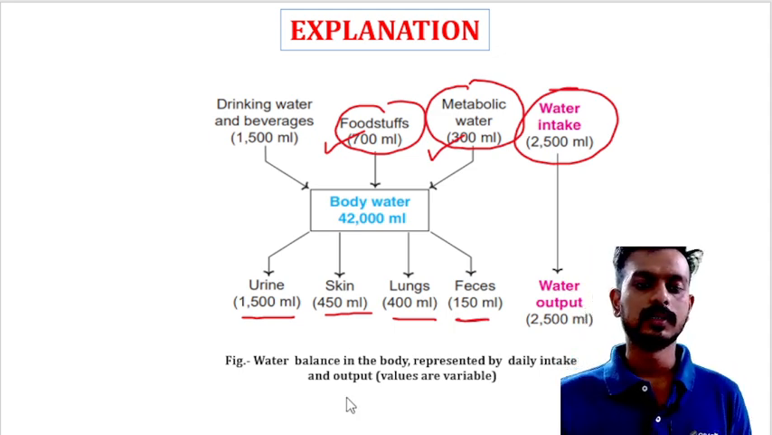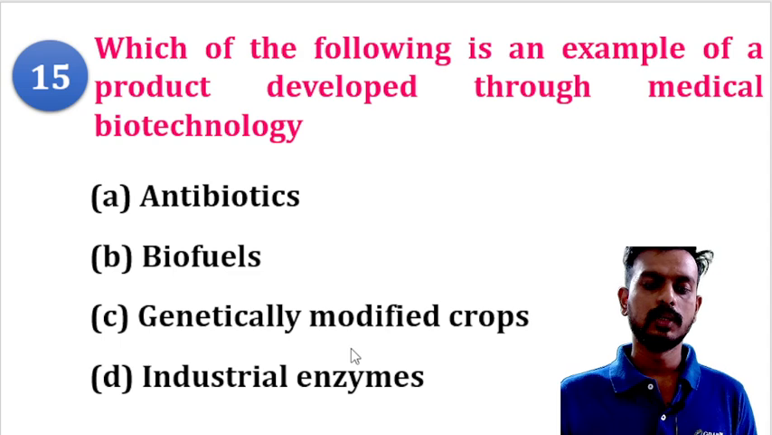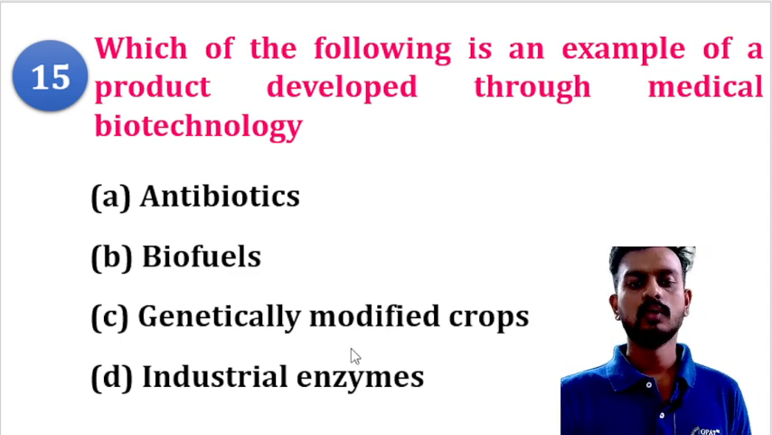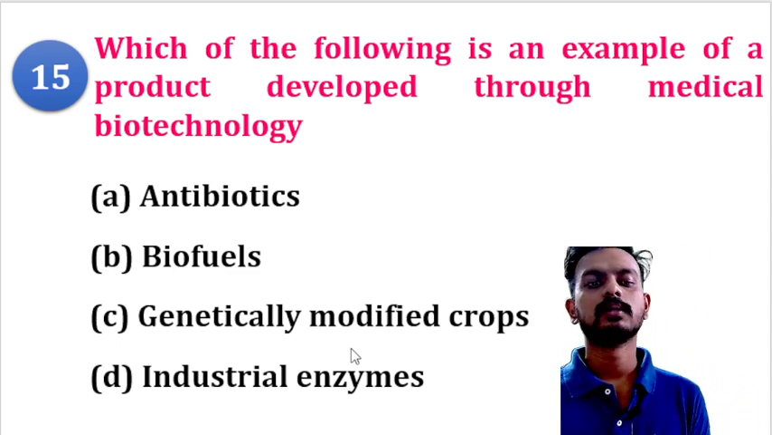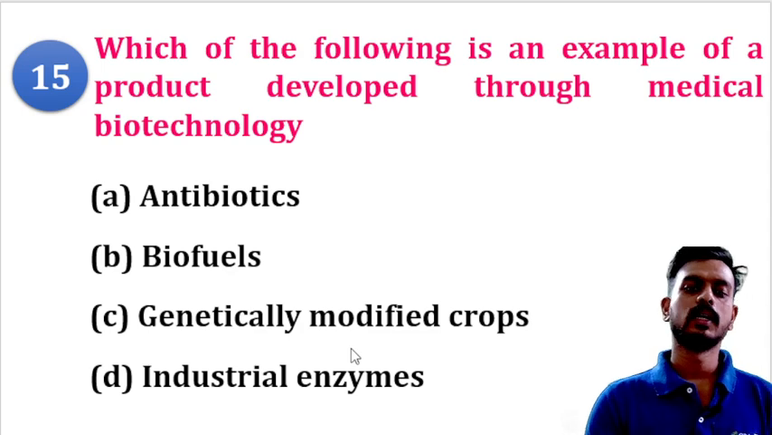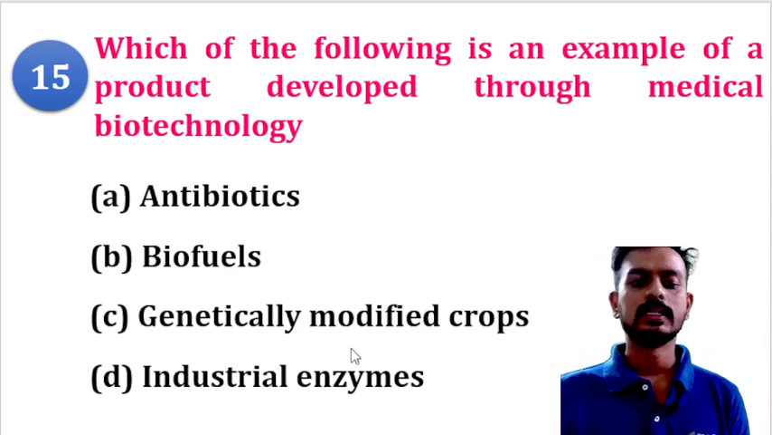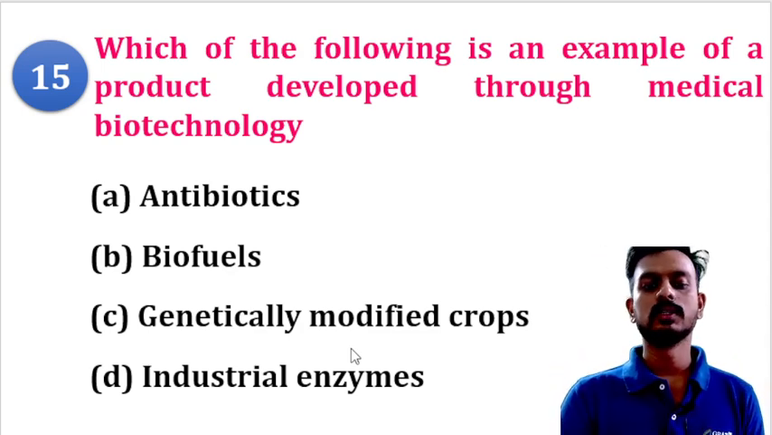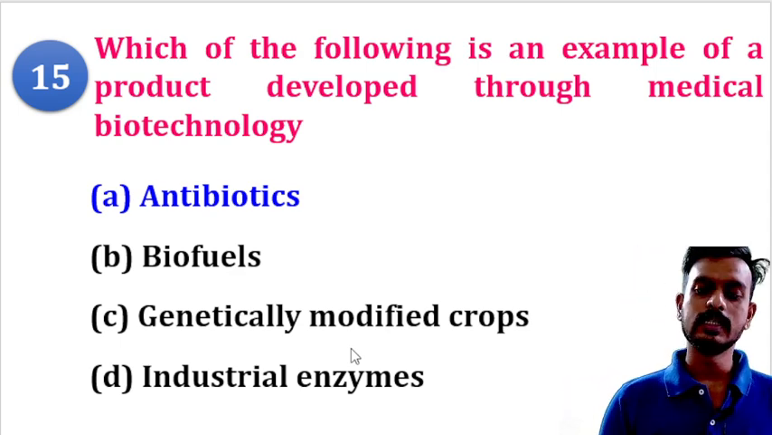So moving to the next question: which of the following is an example of a product developed through medical biotechnology? Antibiotics, biofuels, genetically modified crops, or industrial enzymes? The one developed through medical biotechnology is antibiotics.